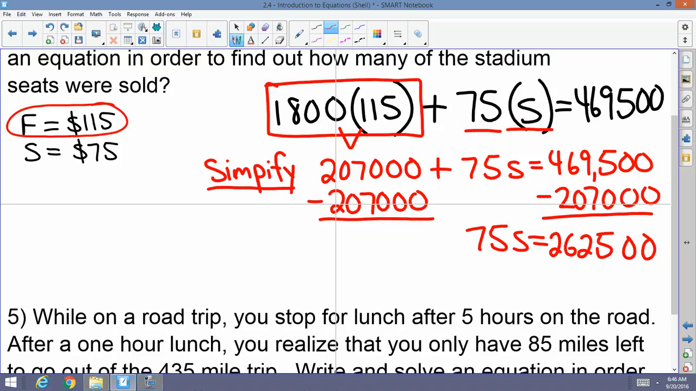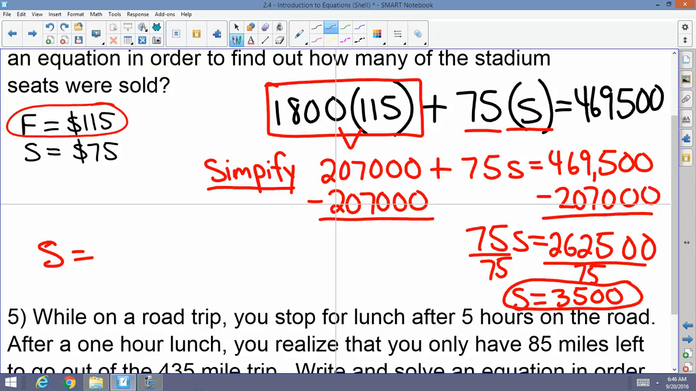So we got 262,500 divided by 75. So S will equal 3,500. S equals 3,500 stadium seats were sold. Cool?